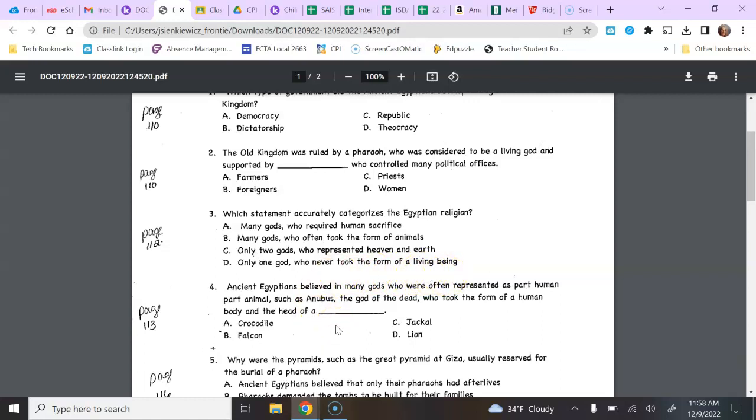Number 4 is in the exact same spot on page 113. So you'll find your answer for number 3 on 113, not 112. And on 113, I also just read where the answer for number 4 is. So ancient Egyptians believed in many gods who were often represented as part human, part animal, such as Anubis, the god of the dead, who took the form of a human body and the head of a what? Crocodile, falcon, jackal, or lion.